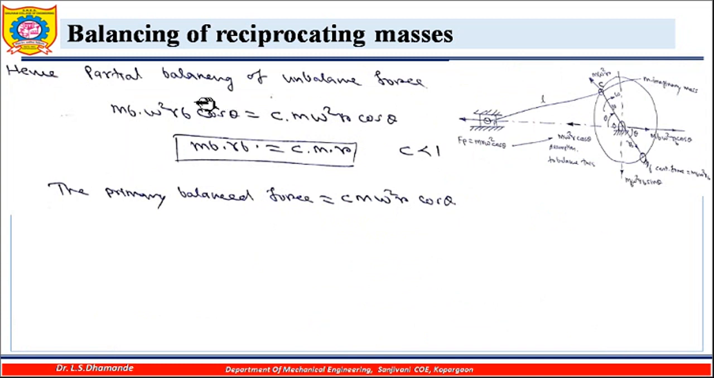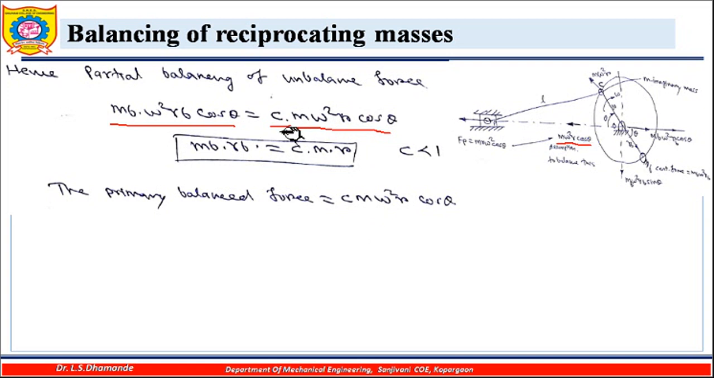And therefore what we are doing is we are trying to make the partial balancing of it. So instead of putting that more mass over there, we are going to keep a fractional mass. So this mb into omega square into rb into cos of theta, this force will be equal to the fractional quantity c multiplied by m omega square r cos of theta, and definitely this c will be less than 1. So suppose sometimes you are going to balance it by 0.5 times, since c will be equal to 0.5. So we have to see that this mb into rb product will be equal to c into m into r.